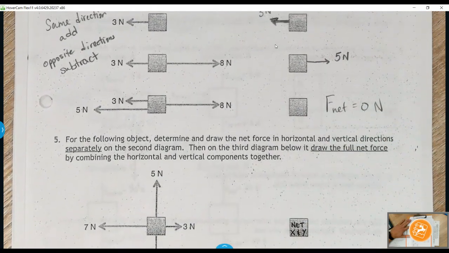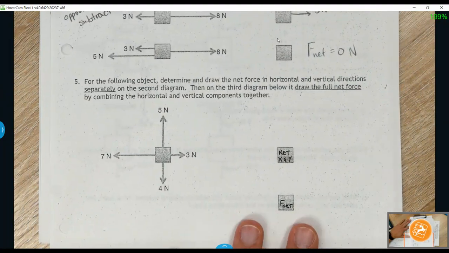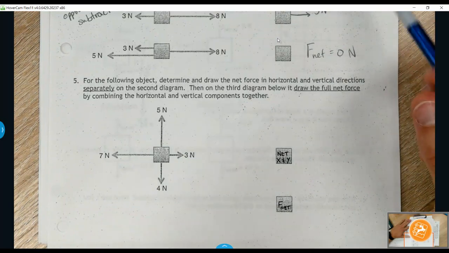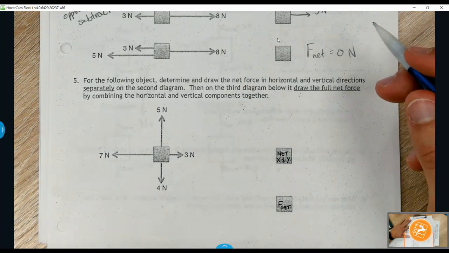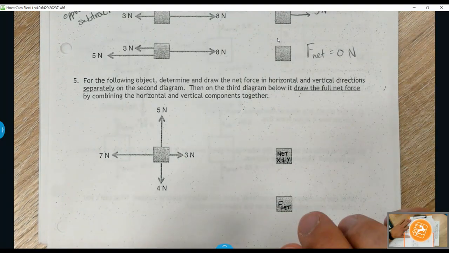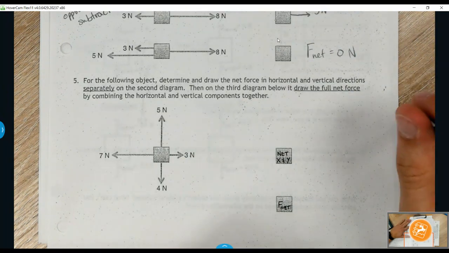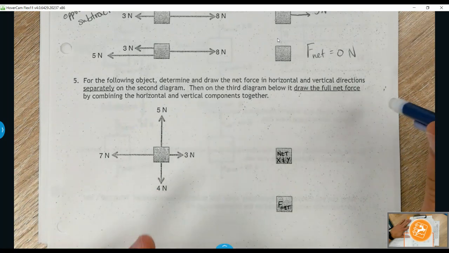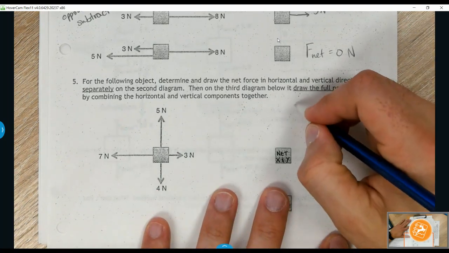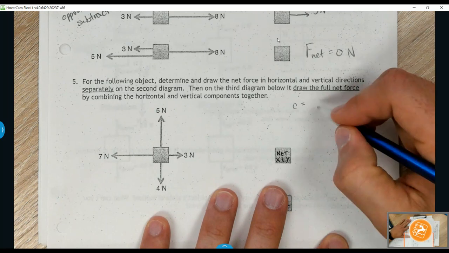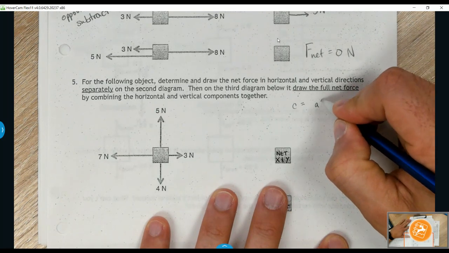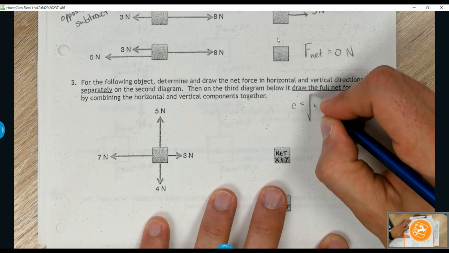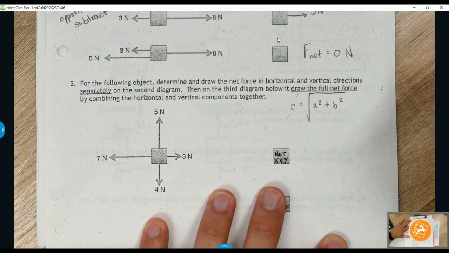So that should be pretty simplistic, guys, for summarizing it and nailing it down to just one net force. But what happens if you have a net force in the x and y direction instead of just one? What do I mean by that? Okay, so we're going to need this equation. C is equal to the square root of a squared plus b squared.